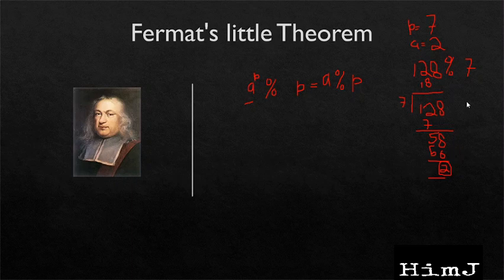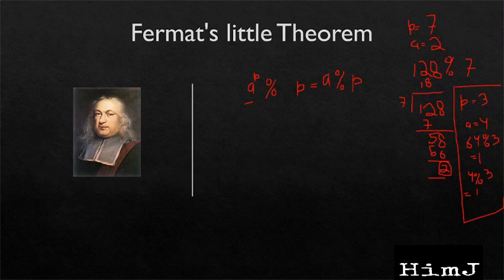Now let's take another example. Suppose p equals 3 and let's take a equals 4. So what will be 4 raised to power 3? It will be equal to 64. So 64 modulo 3 will be 1, and 4 modulo 3 also equals 1. So this is indeed a little theorem, but it has some big applications in CP.